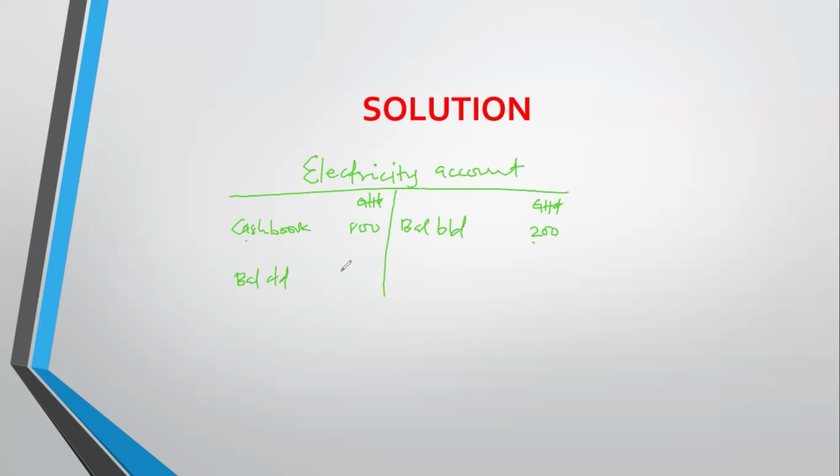So when you balance this, this will give us 1,200, and this will also give us 1,200. So here the difference will come. The difference is what is going to be transferred to the profit or loss account. Please don't come and write balance carried down. It is the profit or loss account.